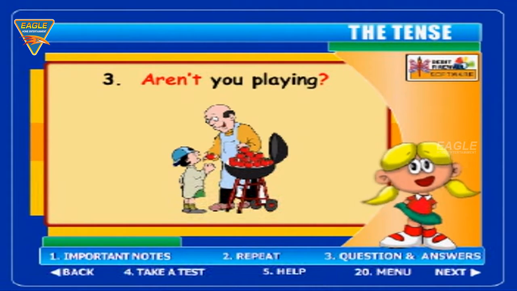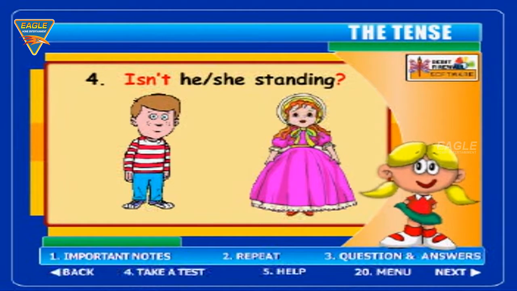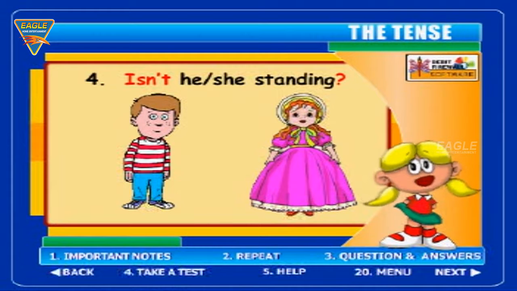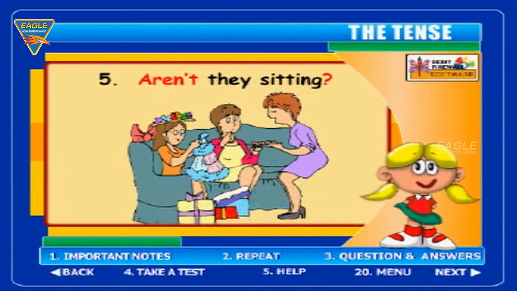Aren't you playing? Isn't he or she standing? Aren't they sitting?